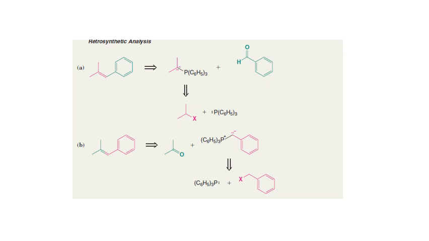Here we say that this double bond can be formed from this ylide and benzaldehyde. Then we consider this ylide can be prepared from the secondary alkyl halide, 2-bromo or 2-chloropropane, plus triphenylphosphine.